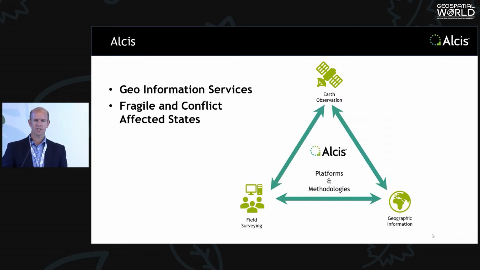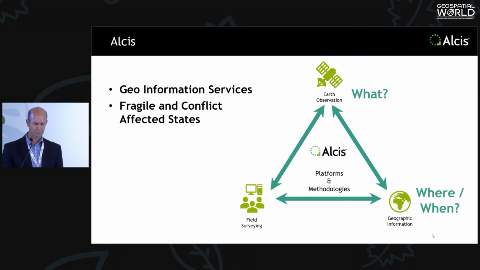So Alsys is a geographic information services company. We've been around since 2004, and we focus on working in what we call fragile and conflict-affected states. These are countries that have been through some kind of crisis, either man-made or naturally occurring. And we use those three technologies around the side there to gather data to bring insight into these areas. So Earth observation can show us what's happening in these places.